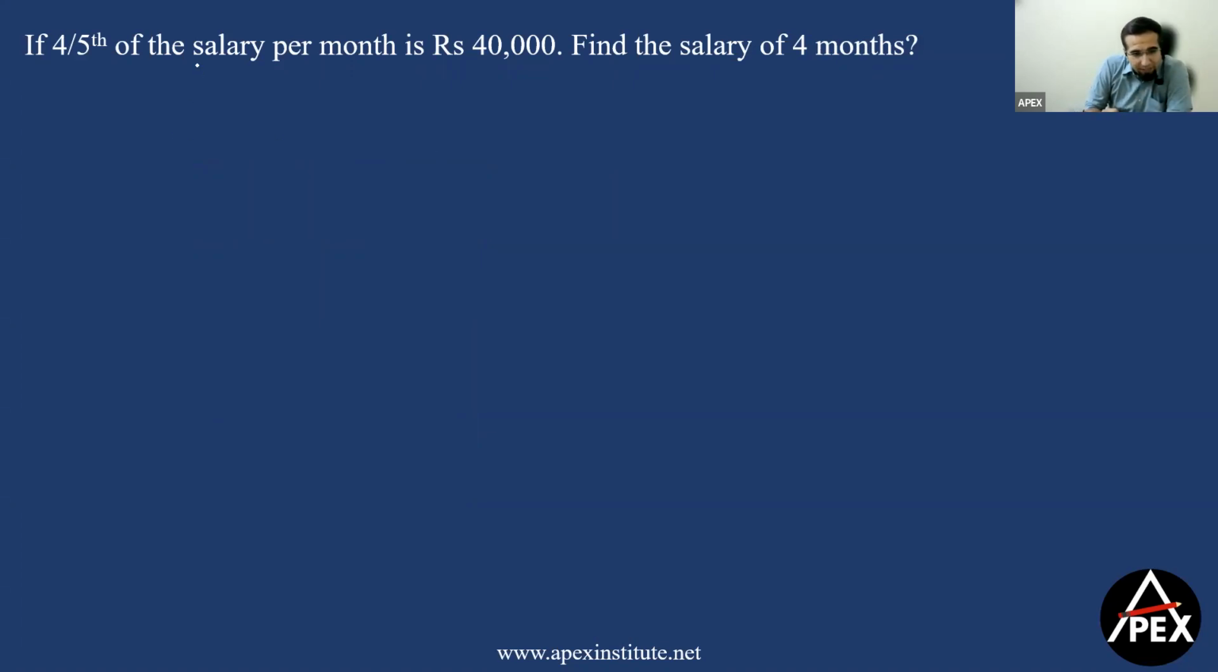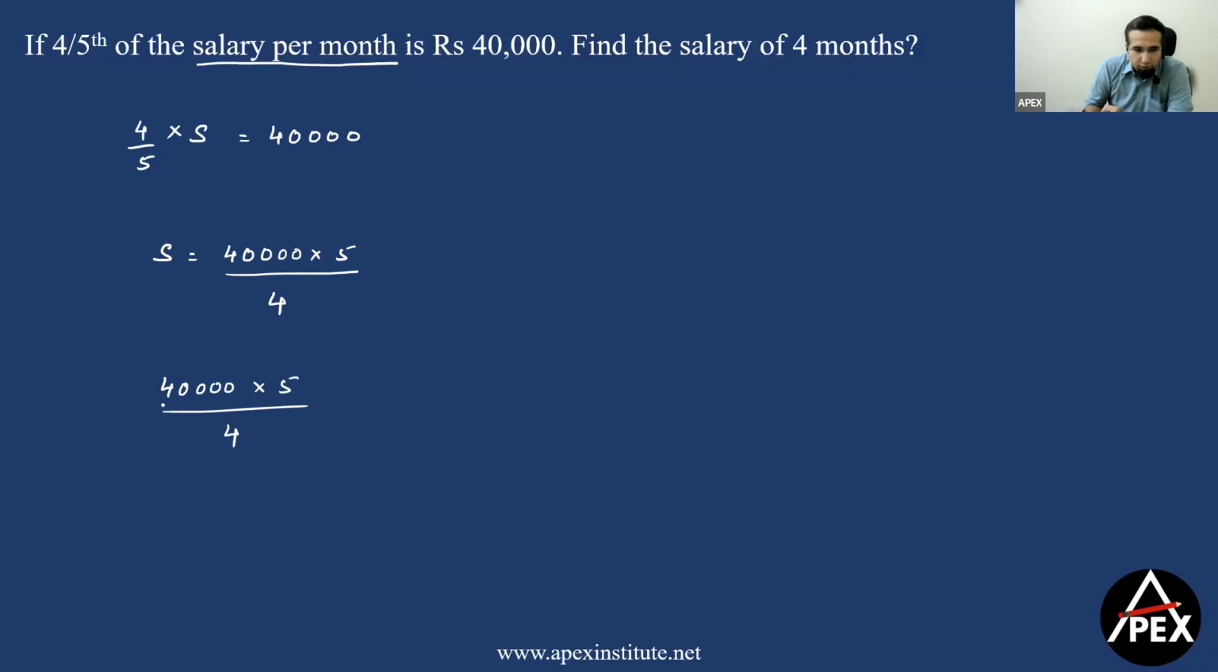The mathematical approach says: let the salary per month, I need to know the cost of 1 month's salary, be S. S into 4 by 5 is equal to 40,000. I repeat, if you're going the mathematical way, S will be equal to 40,000 into 5 divided by 4. Do not calculate here. I want the value of 4S. So therefore, my final answer becomes 40,000 into 5 divided by 4. So the value of 4 into S should be your answer. If this is the value of S, into 4 should be your final answer.